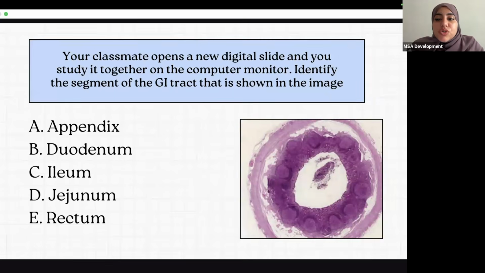Now, your classmate opens a new digital slide and you study it together on the computer monitor. Identify the segment of the GI tract. You don't even need to think about it twice. As soon as you see all this extensive lymphoid nodules, you know it's the appendix. You're in the appendix. It doesn't matter.